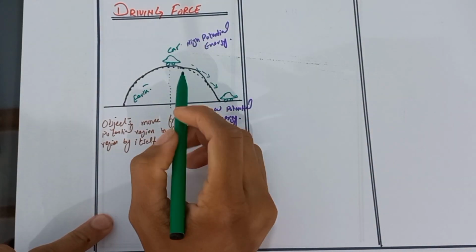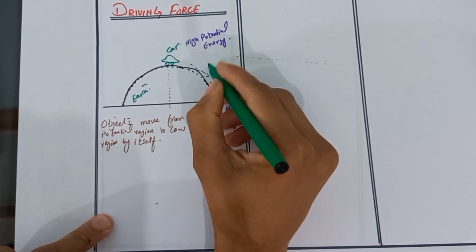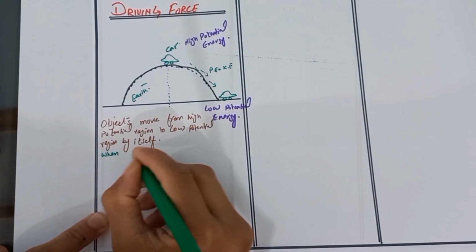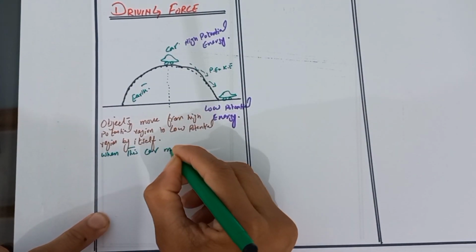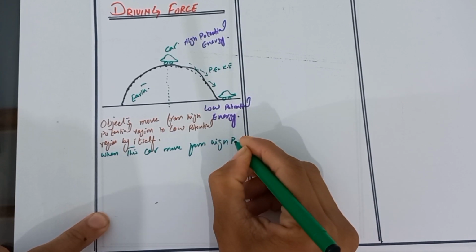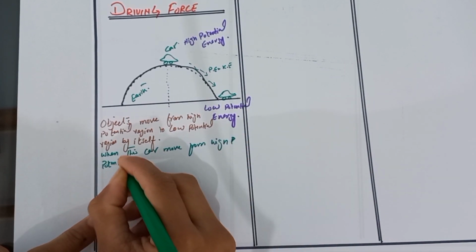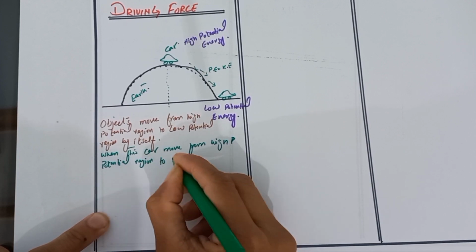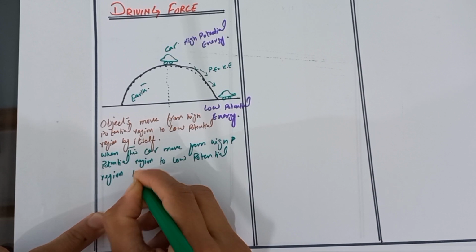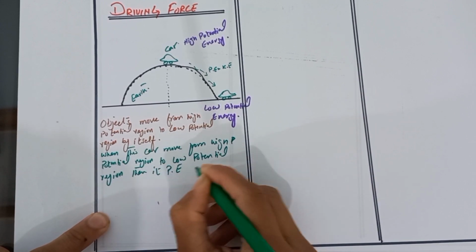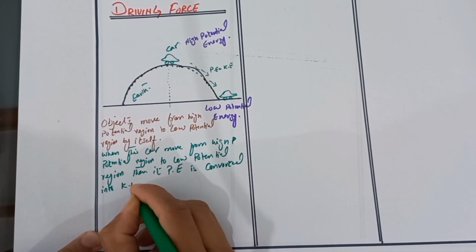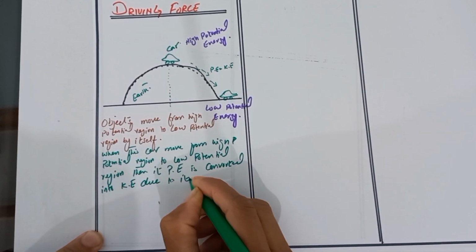Second, when the car moves from a high potential to a low potential region, its potential energy is converted into kinetic energy. So we write: when this car moves from a high potential region to a low potential region, then its potential energy is converted into kinetic energy due to its motion.